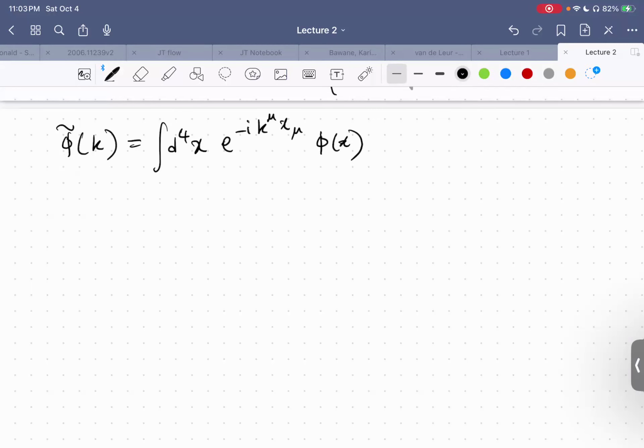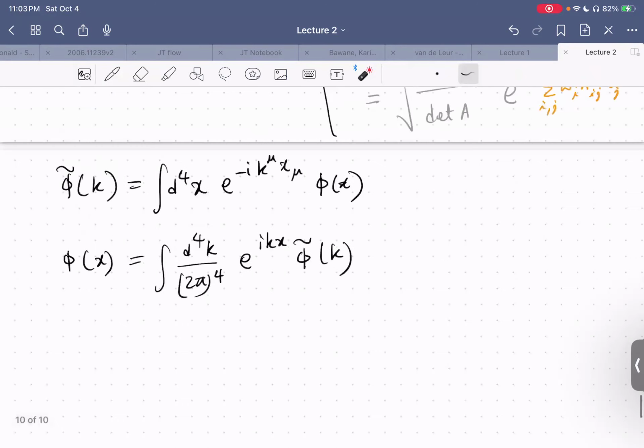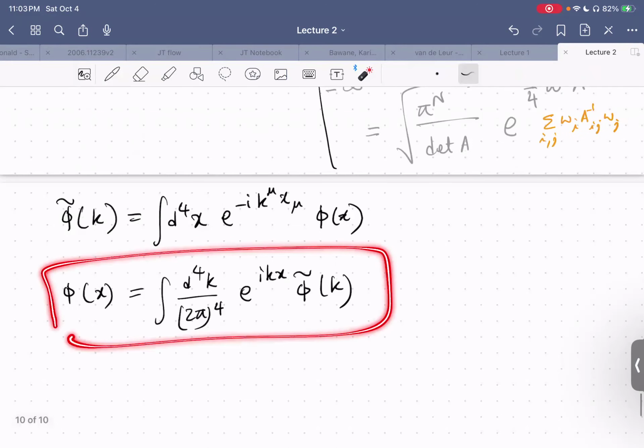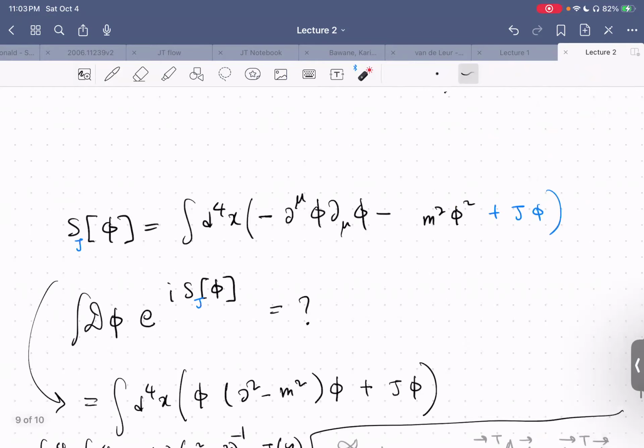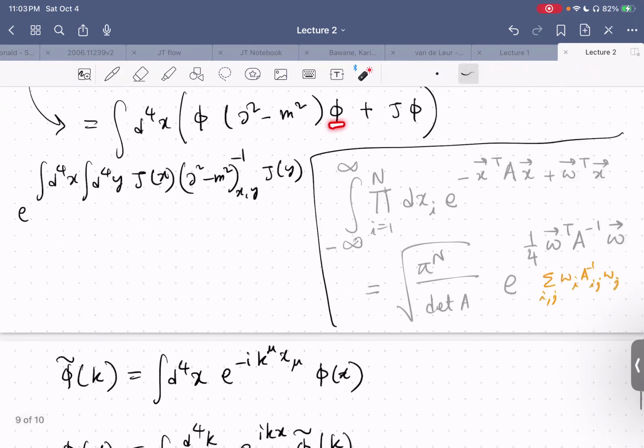Okay, and this is the inverse of the usual thing. All right. So phi is our original variable, and we are defining the Fourier transform of phi as phi tilde. All right. So now we can use this formula. So wherever you have phi in this expression, here or here, you substitute this formula.